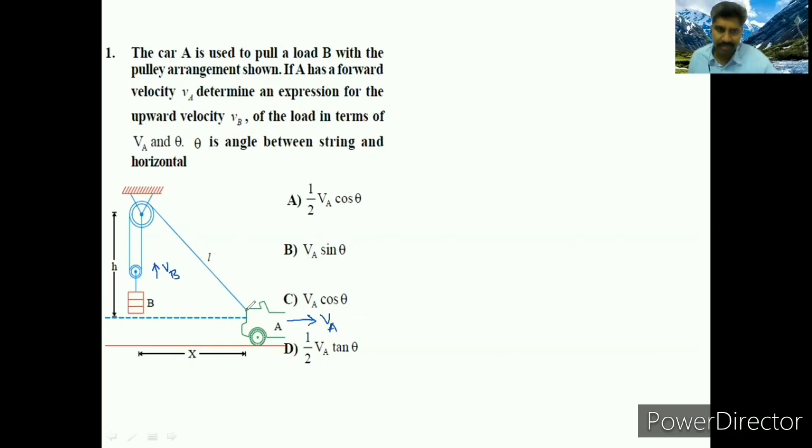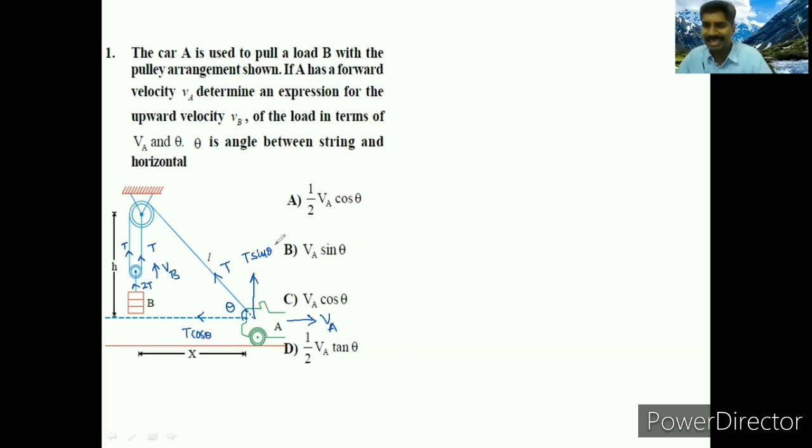So this is the string, and in between the angle is theta. In this string it develops the tension T. Here also tension T, so we get 2T tension. This tension resolves into two components. Along theta, the horizontal component is T cos theta, and the vertical component is T sin theta.